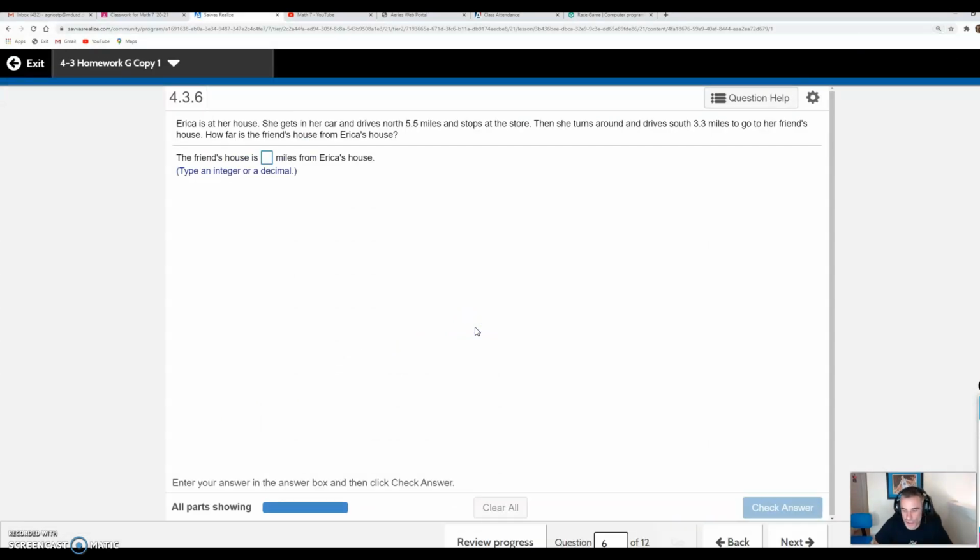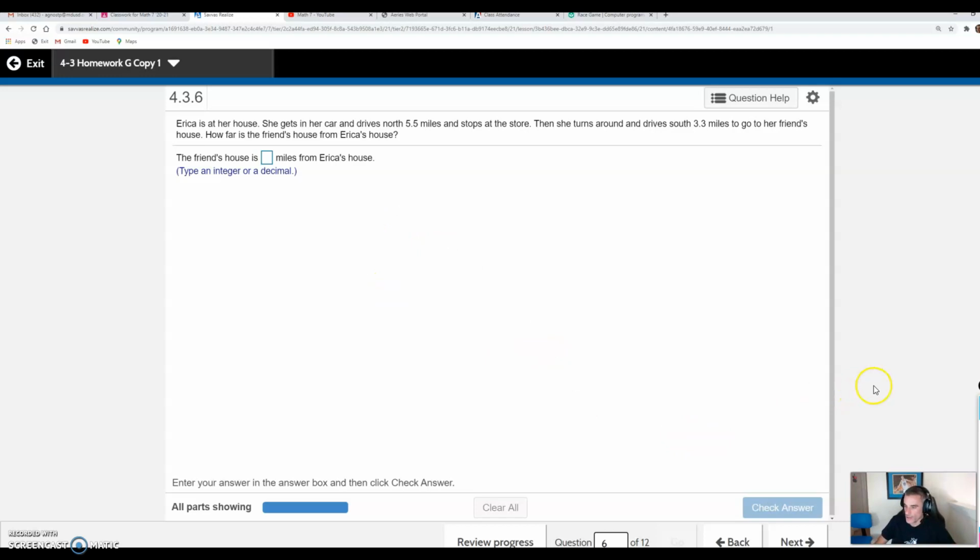This is question number 6. It says, Erica is at her house. She gets in her car and drives north 5.5 miles and stops at the store. Then she turns around and drives south 3.3 miles to go to her friend's house. How far is the friend's house from Erica's house?